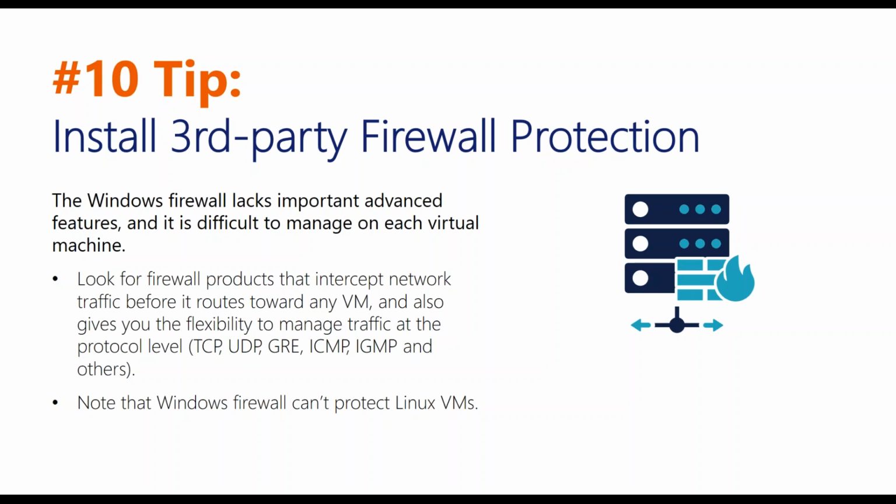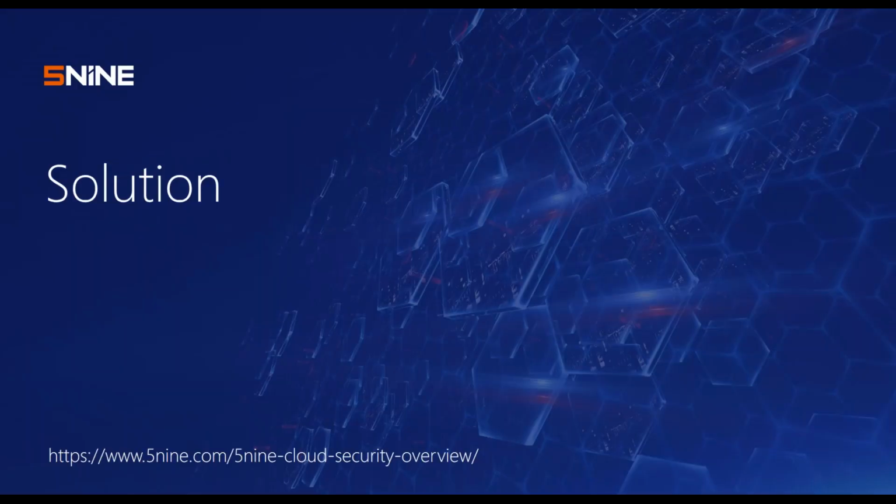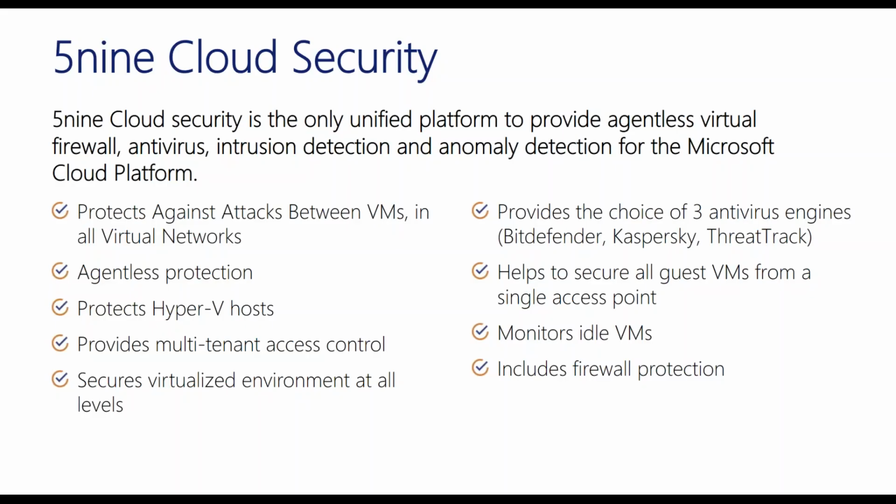All right, so with that, I just want to go through a quick solution. For some of you, it may be a lot, because there are 10 tips you have to comply with, right? So within 5.9, we've created a solution that accumulates all the best practices specifically for virtualization, specifically for Hyper-V, and we built the solution from the ground up to address these key principles and help you address them all with a single solution. So Cloud Security is the unified platform that provides Agentless Virtual Firewall, Agentless Antivirus, and Agentless Intrusion Detection System with anomaly analysis for the Microsoft Cloud platform.